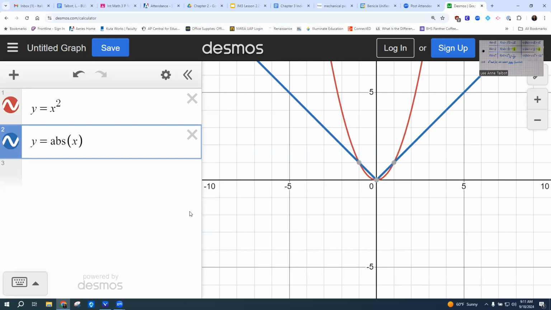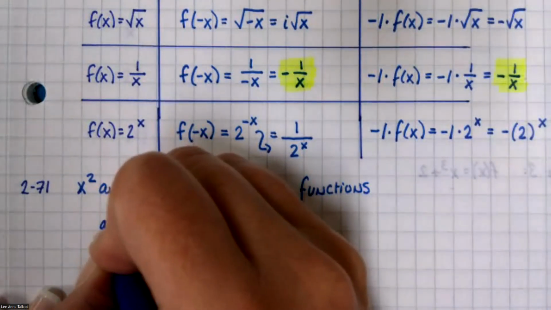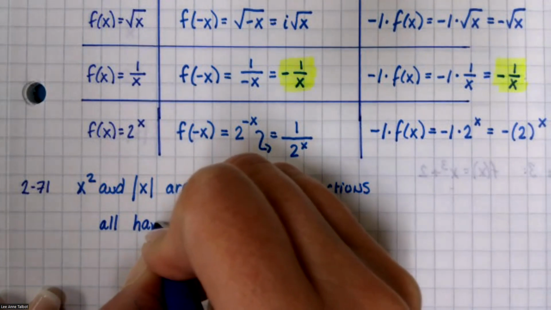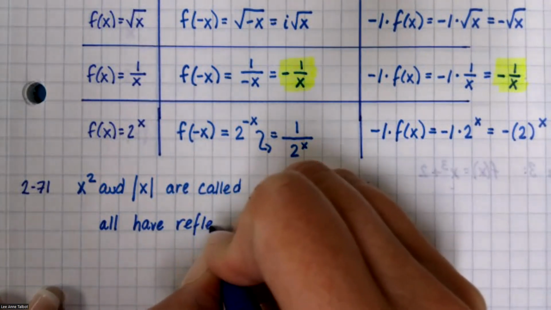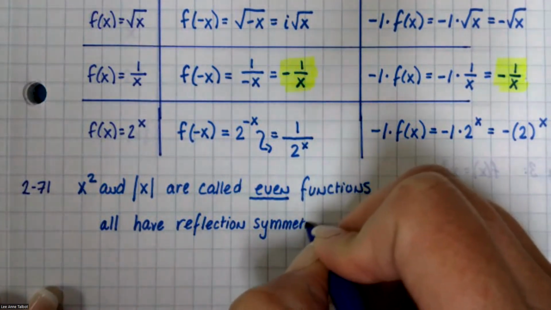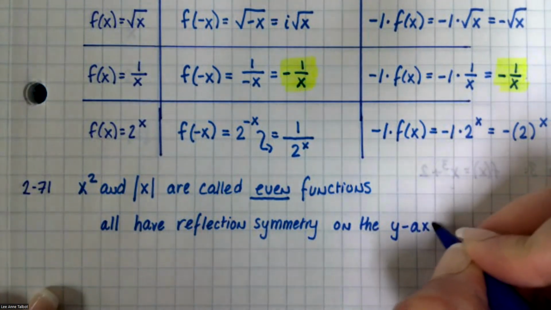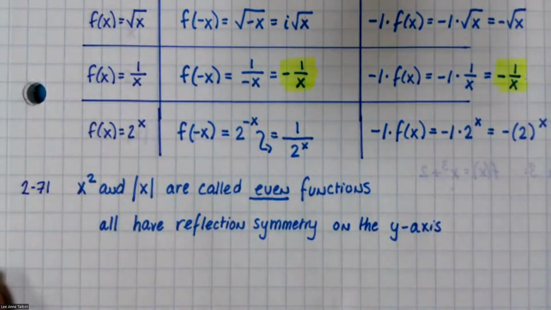But anyway, this is called reflection symmetry. Reflection symmetry means that I can flip this over and it's reflected on the y-axis. So in academic vocabulary, we are going to say even functions. Hold on. All even functions have reflection symmetry on the y-axis.